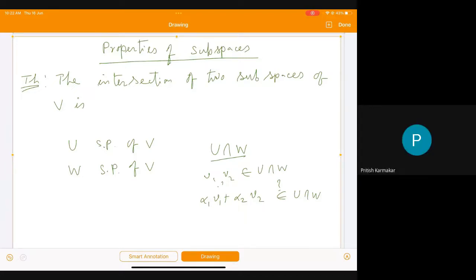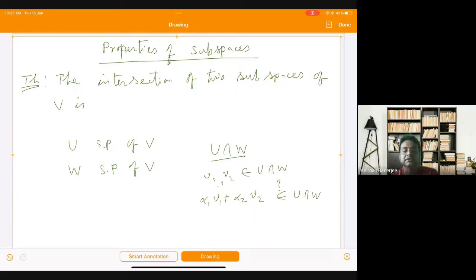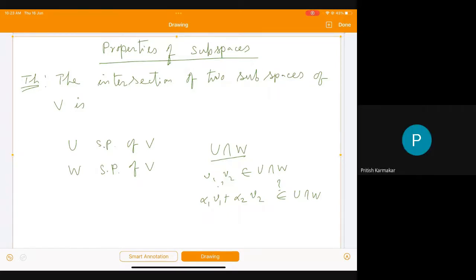U and W are closed under addition, because U and W are subspaces. So we can add V1 plus V2, a linear combination. Can you please elaborate? You are probably on the right track, but can you please elaborate your arguments? V1 and V2 belong to U intersection W.